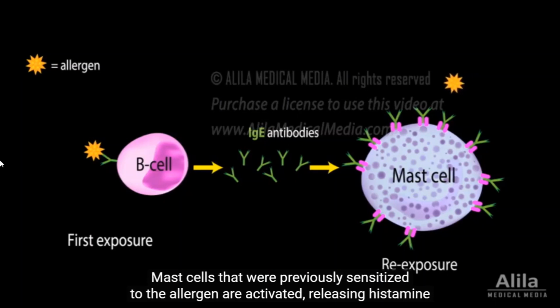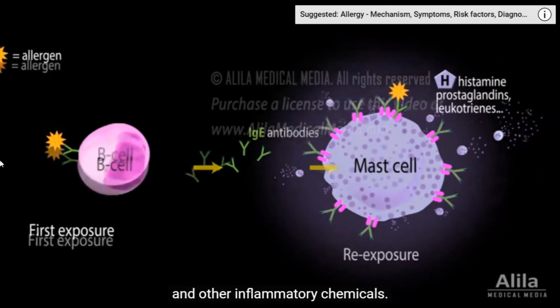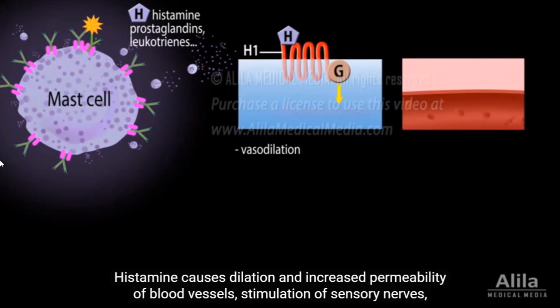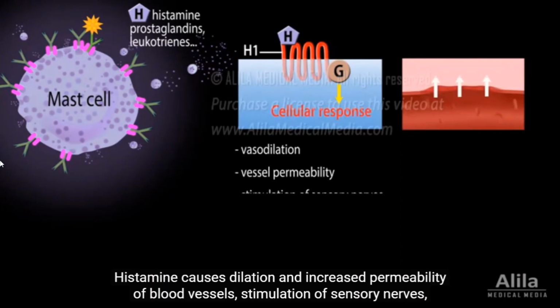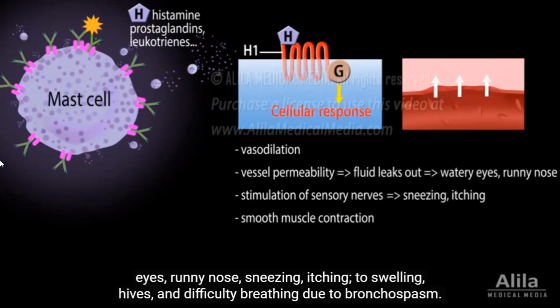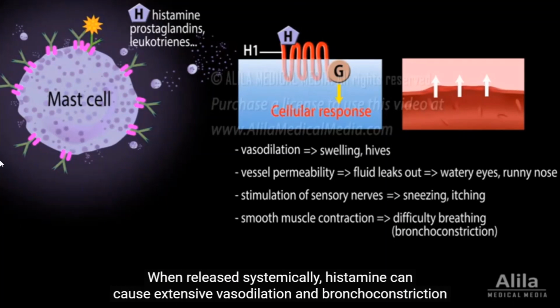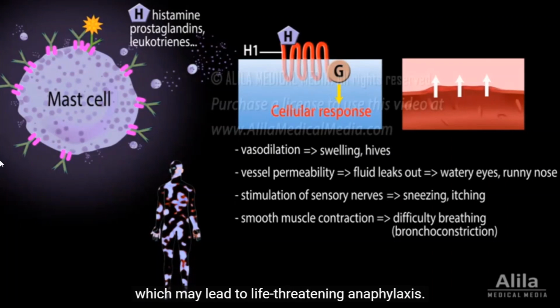Mast cells that were previously sensitized to the allergen are activated, releasing histamine and other inflammatory chemicals. Histamine causes dilation and increased permeability of blood vessels, stimulation of sensory nerves, contraction of smooth muscle, and is responsible for most allergic symptoms, ranging from watery eyes, runny nose, sneezing, itching, to swelling, hives, and difficulty breathing due to bronchospasm. When released systemically, histamine can cause extensive vasodilation and bronchoconstriction, which may lead to life-threatening anaphylaxis.